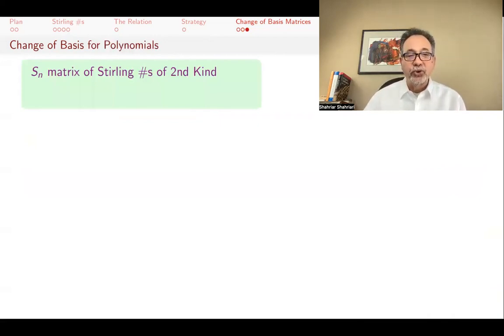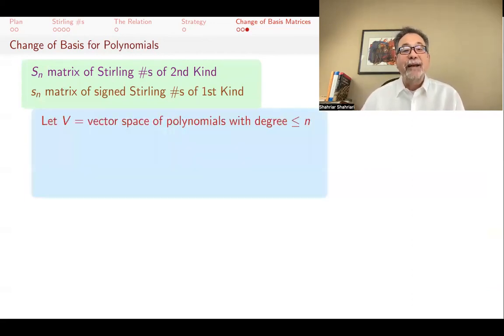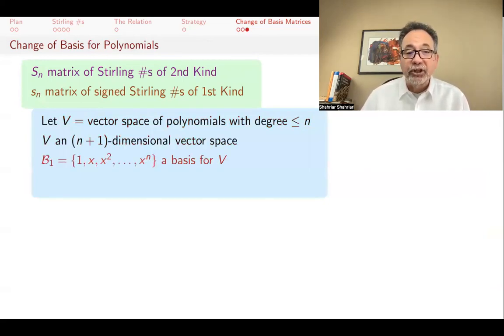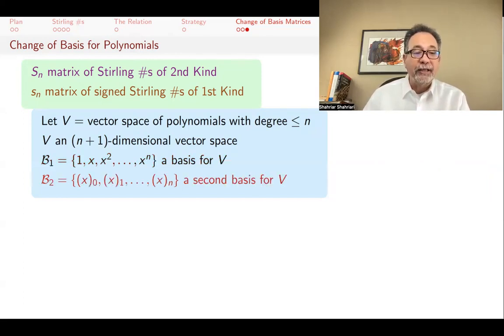So let's talk about what we want to show. Again, capital S_n is going to be the matrix of Stirling numbers of the second kind. Little s_n is going to be the matrix of signed Stirling numbers of the first kind. And I'm going to look at the vector space of polynomials of degree less than or equal to n. This is an n plus one dimensional space. One reason for that is that this is a basis for it. In fact, this is what is called the standard basis for polynomials of degree less than or equal to n: 1, x, x squared, through x to the n. These are linearly independent, and they span this vector space. Their linear combinations give you exactly every element of this space.